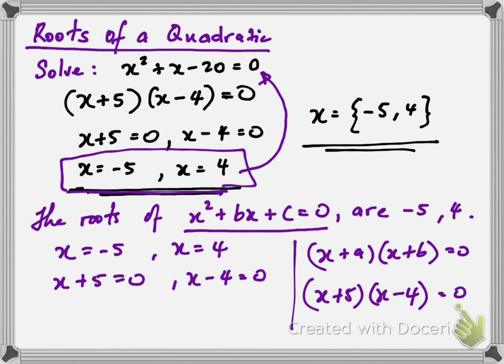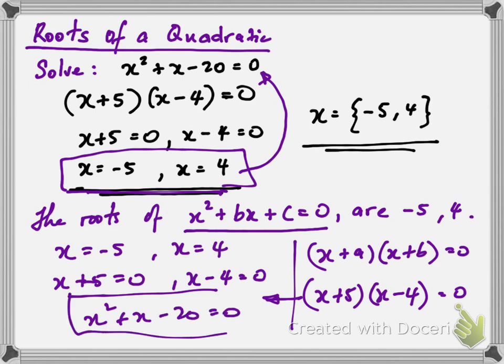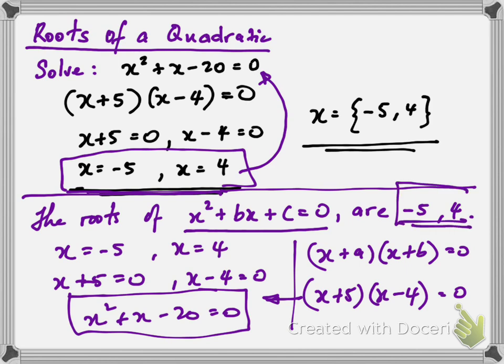And have we actually found the original equation? No, we haven't. So the next step normally is we expand it and simplify. So if you expand that, you end up with x squared plus x minus 20 equals 0. And that is your original equation. So what have we done? In the second part here, we have essentially been given roots, and you've used the roots and found the original function or original equation which you were to solve.